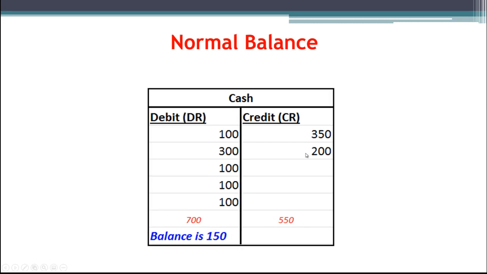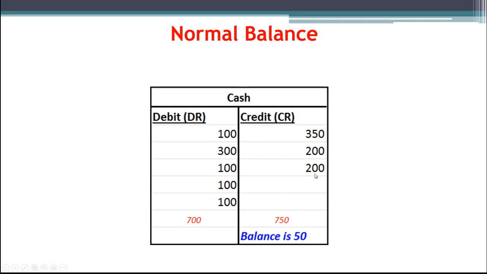But now notice we added 200 on the credit side, so the difference between the 2 accounts is less. Now we're back to a 150 balance. That's the difference between the 2. We're still on the debit side, so it's still positive. Until now. We added 200 more credits, so now our balance has flipped onto the credit side because we have 50 more credits than we do debits. So this balance is $50 credit for cash.